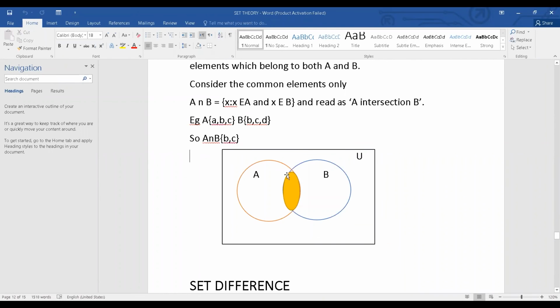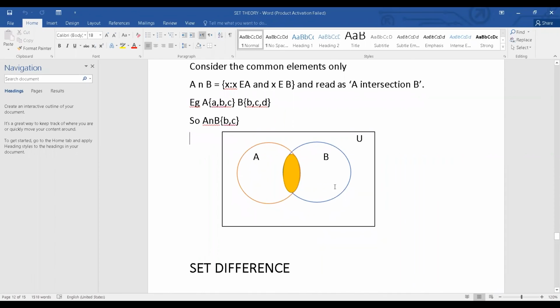As you can see, this yellow part is the intersection, the common ones between A and B, both. We're not going to take anything else than that. Got it? And the Venn diagram is important. I feel like if you understand the Venn diagram, it will be even easier to understand.